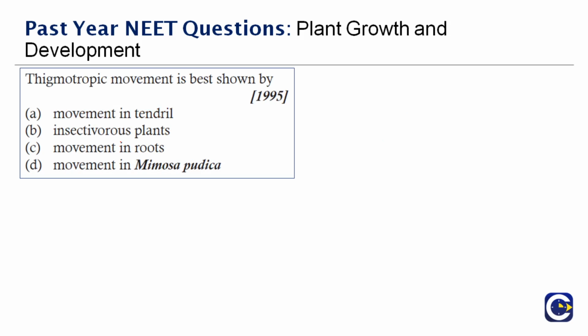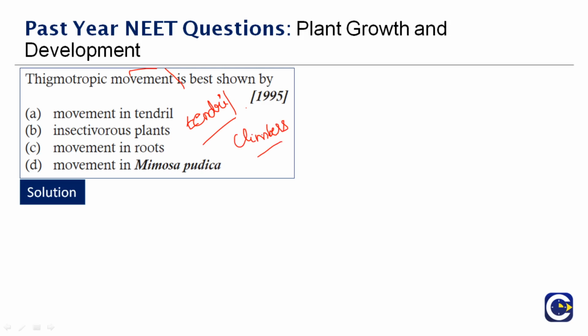Next question here. Thigmotropic plant is best known for dash. Just now we discussed thigmotropism. What did we see? When we talk about thigmotropism, it is the tendril. We spoke about how certain tendrils coil around stems in order to get support. Especially, we took examples of climbers here. We saw it in the earlier question, right? So here again the answer is very easy for you.